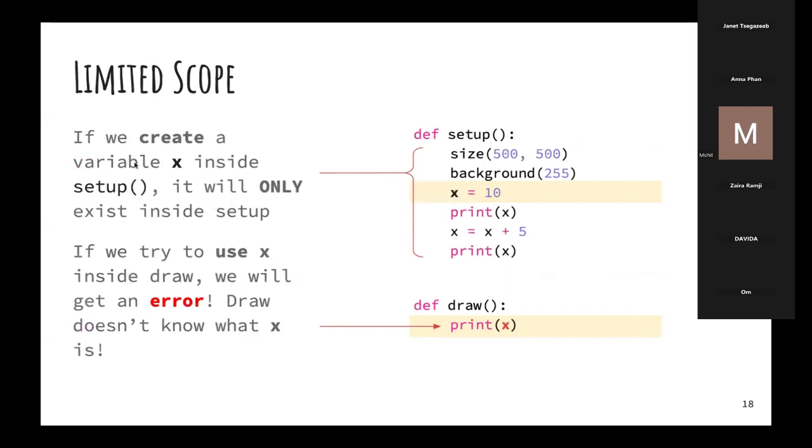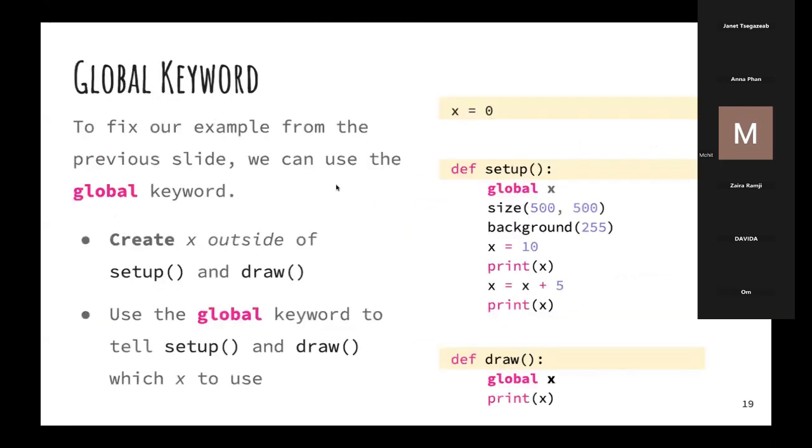Limited scope. If we create a variable x inside of setup, it will only exist inside of setup. So if we try to print x over here, we'll run into an error. The global keyword fixes our example from the previous slide. It creates a global variable x for all the functions. Here, x is equal to 0, and we set global x, so you can use it inside of all the different functions.